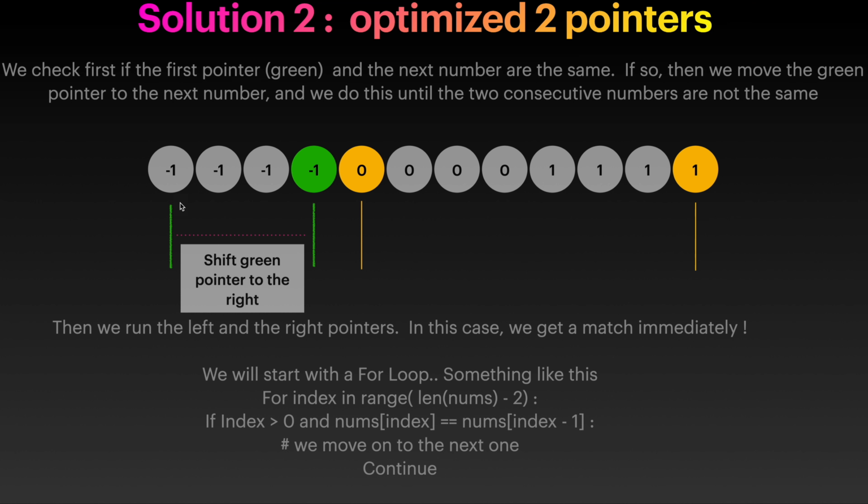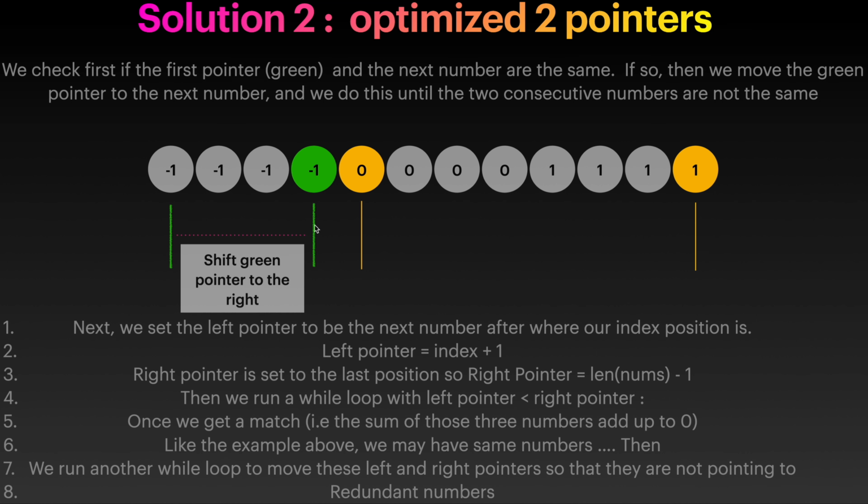If our current position is bigger than 0, so we are starting from at least this second position, then we compare this guy and this guy. If they are the same, we just keep moving to the right until we don't get a match. So that's what's going on here.